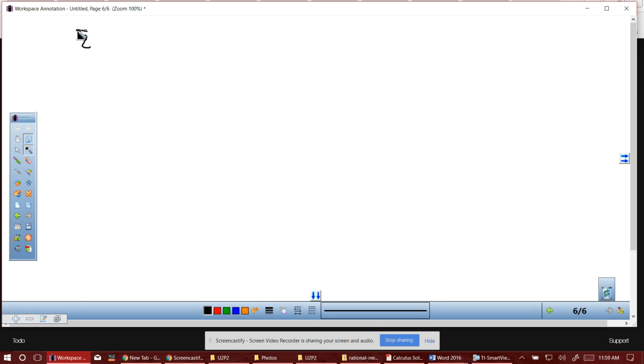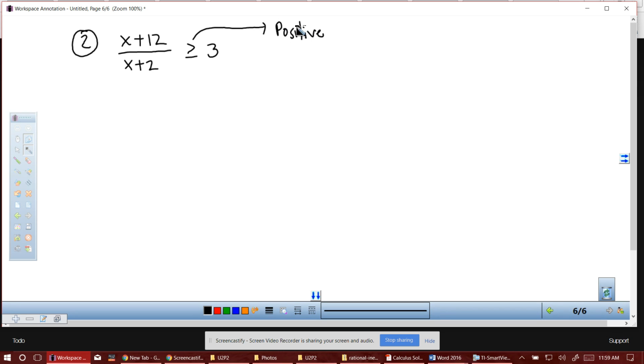In number 2, we have the equation x plus 12 over x plus 2 greater than or equal to 3. Okay, so again, this time I'm going to pick apart the problem. Greater than means I want positive, so that's above the x-axis. And the equal to sign means I can use square brackets for zeros. I'll always be able to pick that apart from the beginning of my problem.